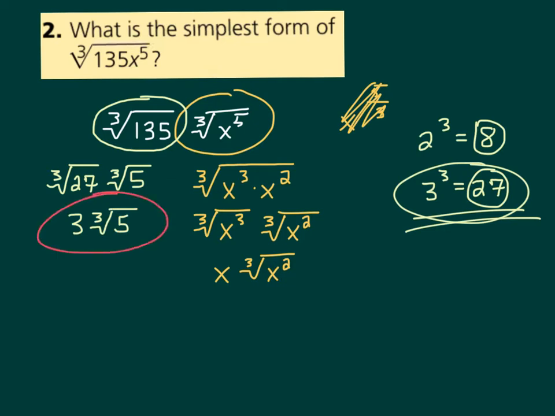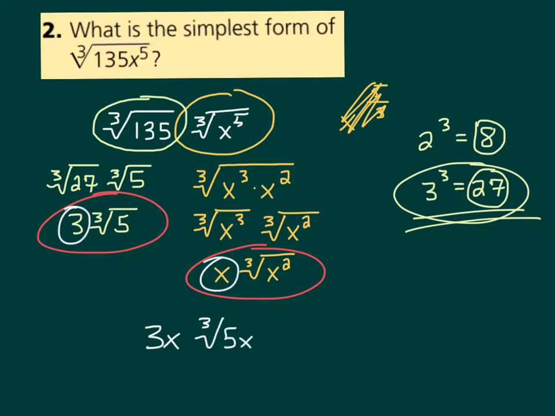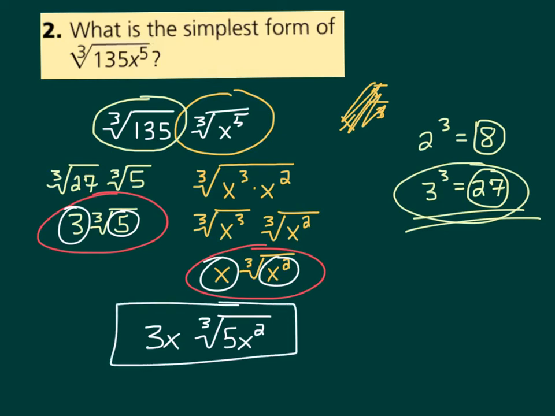Now we have this, and we have this. We want to multiply those together. What is the result when we multiply those together? 3x, you multiply the outside parts together, here and here, times the cubed root of 5x squared. You multiply the inside parts together, here and here. That is our simplest form of the cube root of 135x to the 5th.